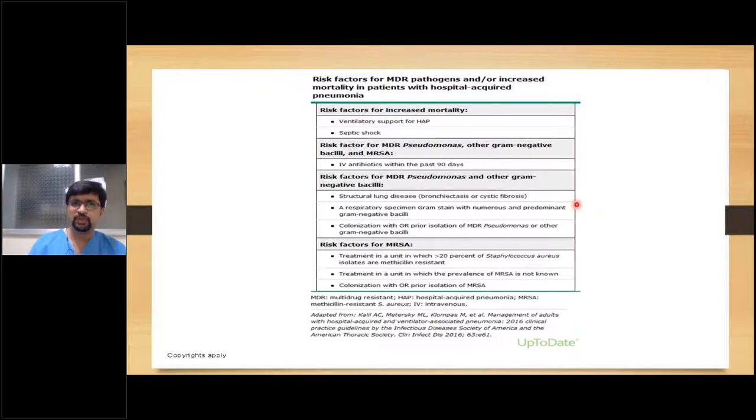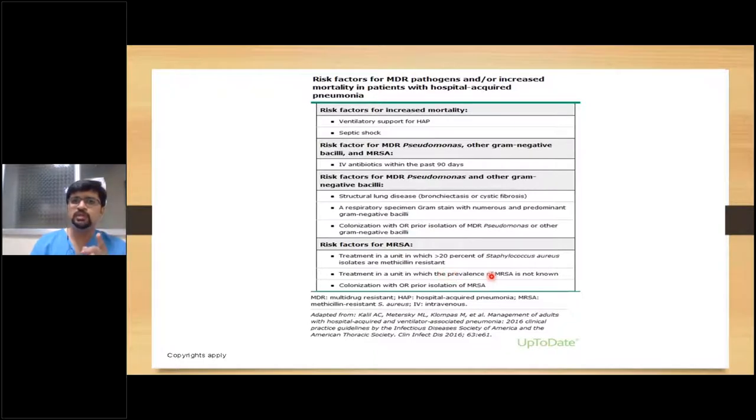As I mentioned, all those risk factors, structural lung diseases, either in the form of bronchiectasis or cystic fibrosis, a respiratory specimen gram stain with numerous and predominant gram-negative bacilli. I'll come to this one later. Colonization and/or prior isolation of MDR Pseudomonas, or other gram-negative bacilli in the previous culture. And a risk factor for MRSA in hospital-acquired pneumonia is, if you ask your microbiologist how many samples of Staph aureus were isolated from all your respiratory samples, and in them, how many were MRSA and how many were MSSA.